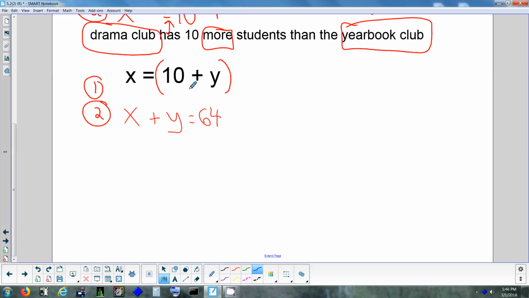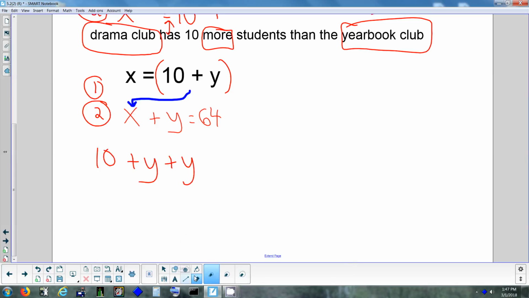X, right? So I'm going to take, Miss Hager's going to do it for me. We're going to draw an arrow. Someone tell me now what that bottom equation is going to say. Josiah? It's gonna be 10 plus y plus y. That's a lot of y. Equals 64. Very good.